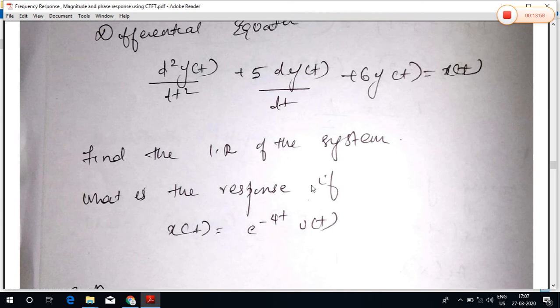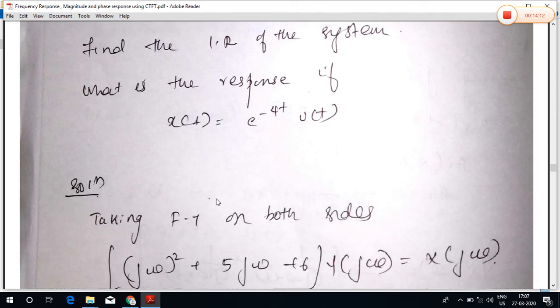Here another input is also given. Impulse response means the input is delta of t. Plus you are asked to find out the response when some known input is given. Okay, x of t is equal to e raised to minus 4t u of t. So you will proceed in the same way.